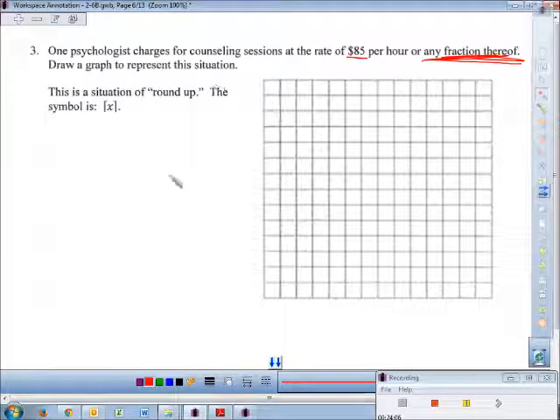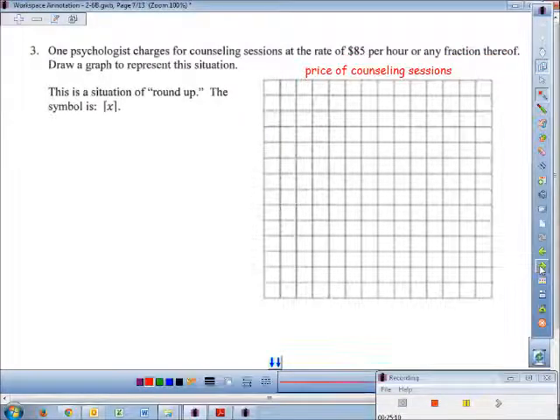Draw a graph to represent this situation. First thing we need is a title on this graph. Get me a title with PAL. It's just got to describe the situation. Here's my title: Price of counseling sessions. Some of you did per hour. It doesn't have to be exact, but that's what it's about. Isn't it about the price of counseling sessions?